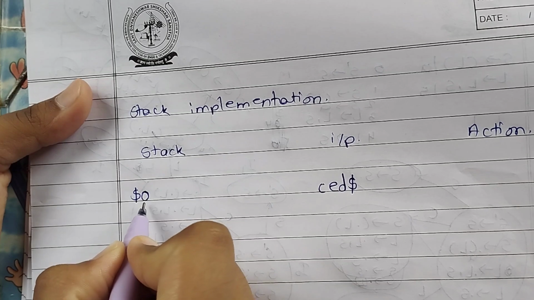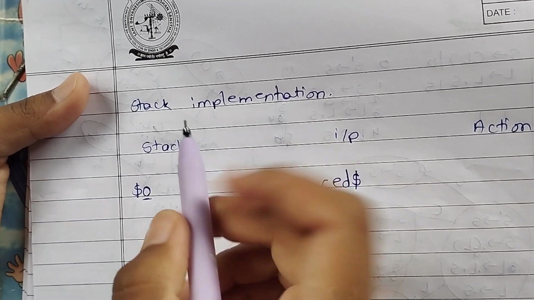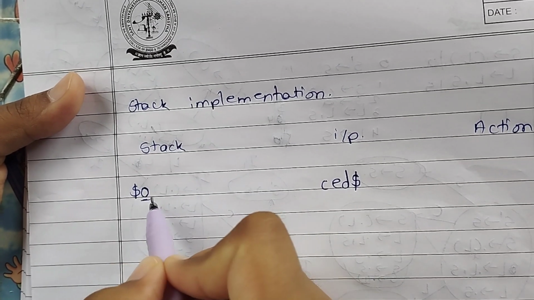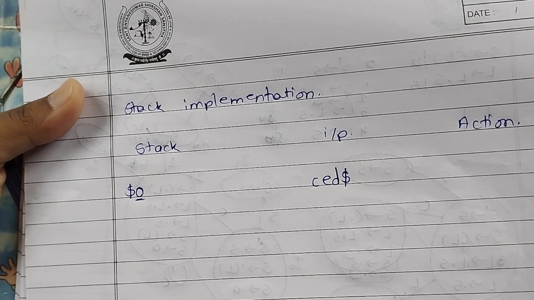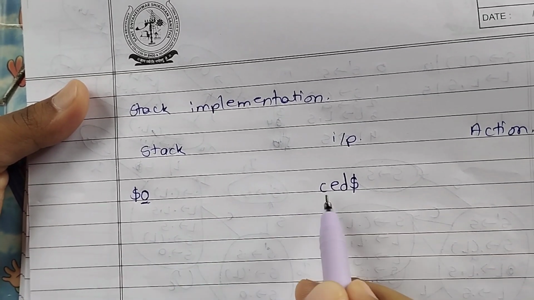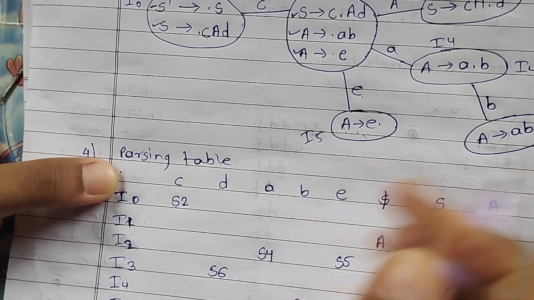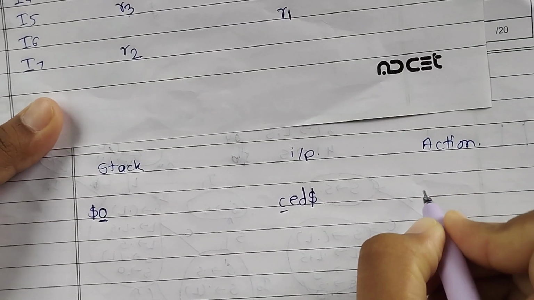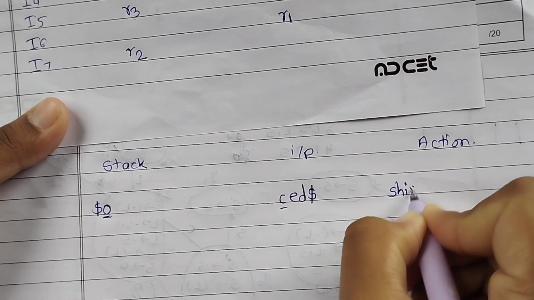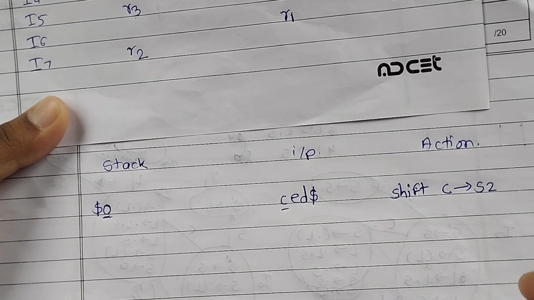So 0 means I0, and always in an LR0 parser or SLR1 parser, the number at the top of the stack is the one we look at. So now 0 means I0, in c. I0 in c is S2, which means shift 2. So we perform the action shift c as S2.